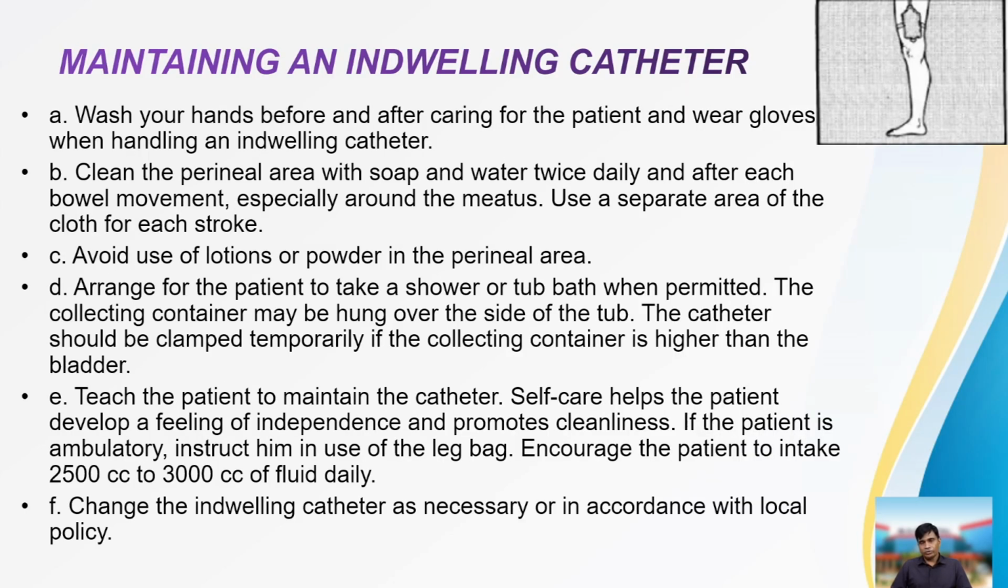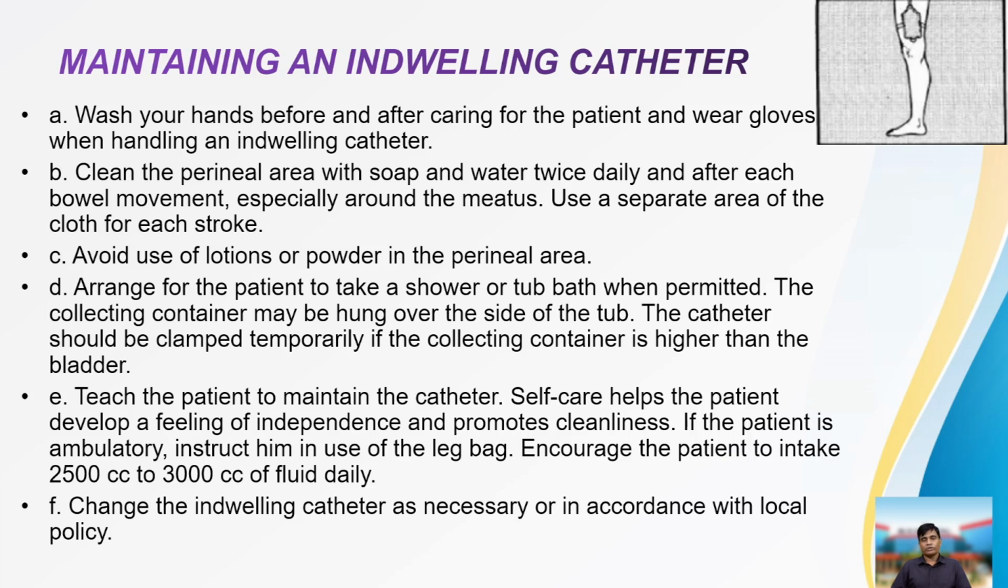Next, maintaining an indwelling catheter. Wash your hands before and after caring for the patient and wear gloves when handling an indwelling catheter. Clean the perineal area with soap and water twice daily and after each bowel movement, especially around the meatus. Use a separate area of the cloth for each stroke. Next, avoid use of lotion or powder in the perineal area.